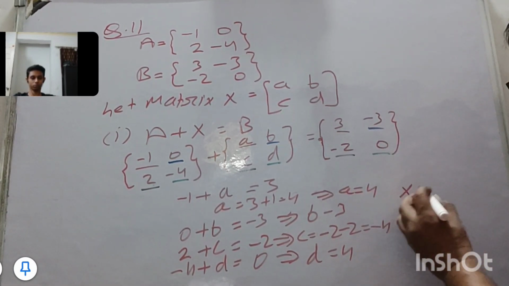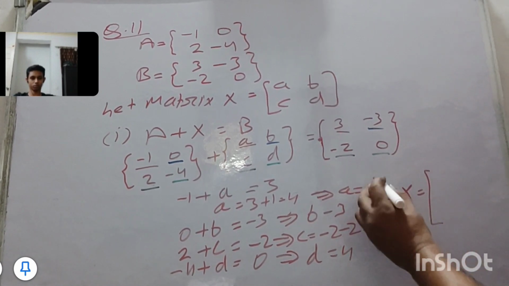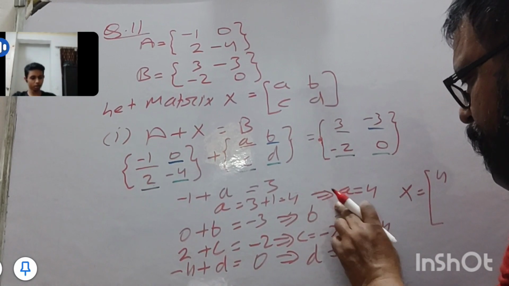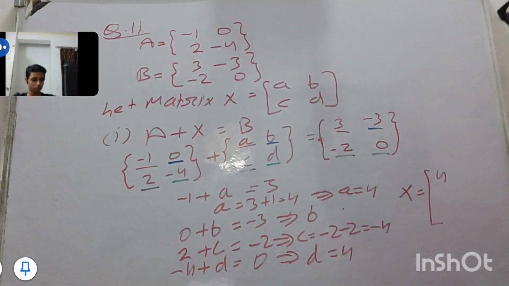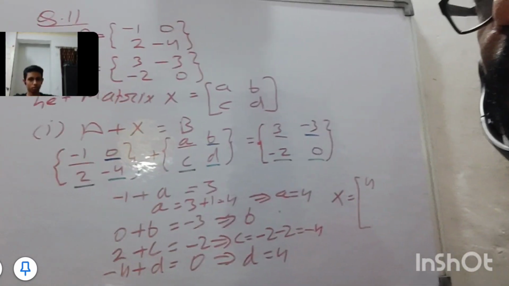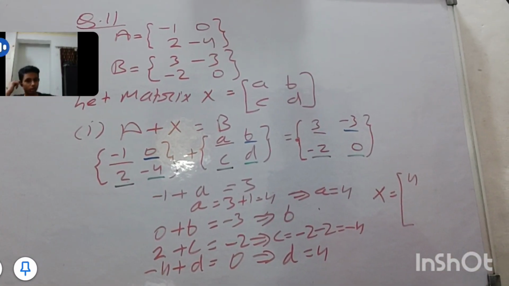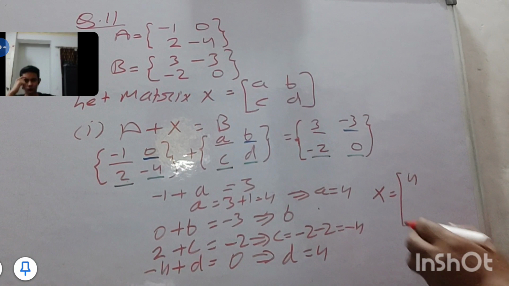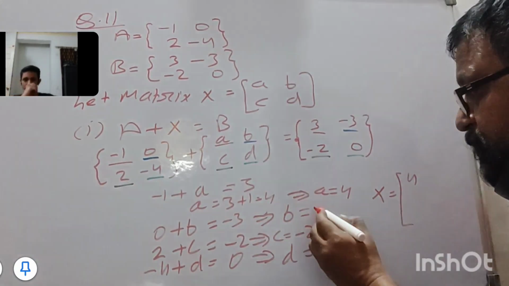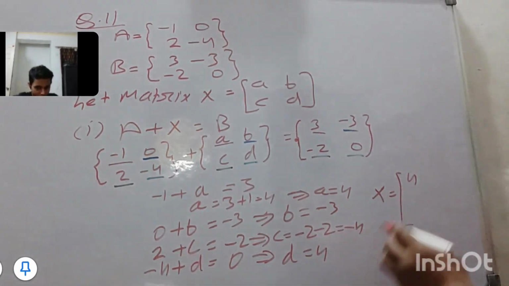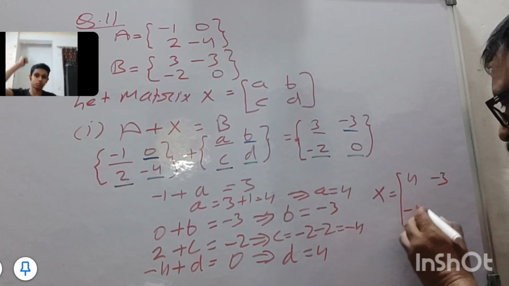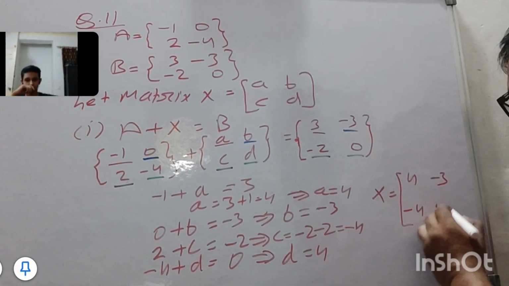So now we have the X matrix. Sorry, it is not B, it is A that is 4, and B is equal to -3. So it is 4, -3 and -4, 4.